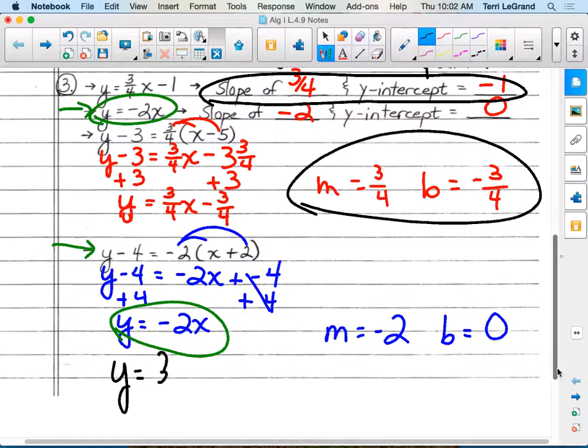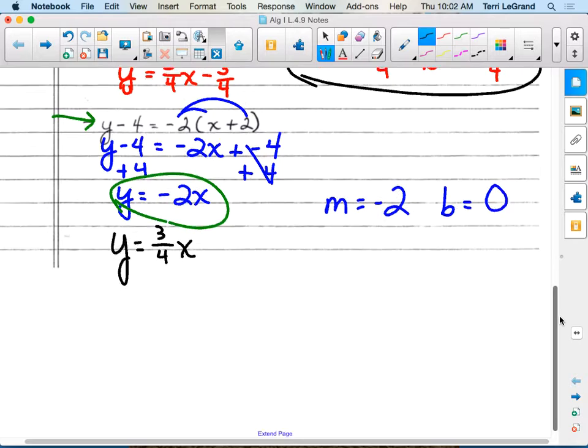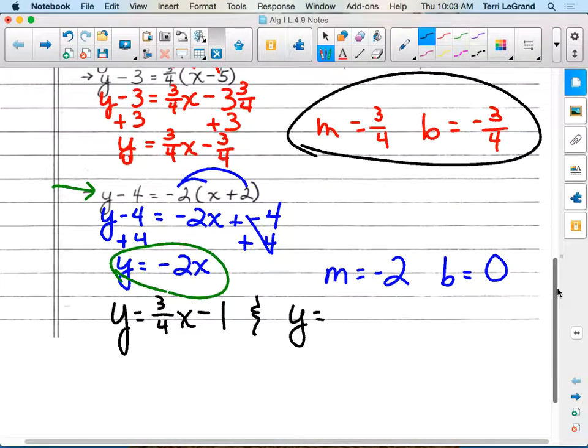So the first one's original name, it was already in slope-intercept form, was what? I have to go back. Negative 1, okay. And we have to do its original name: y minus 3 equals 3/4 x minus 5. Are parallel.